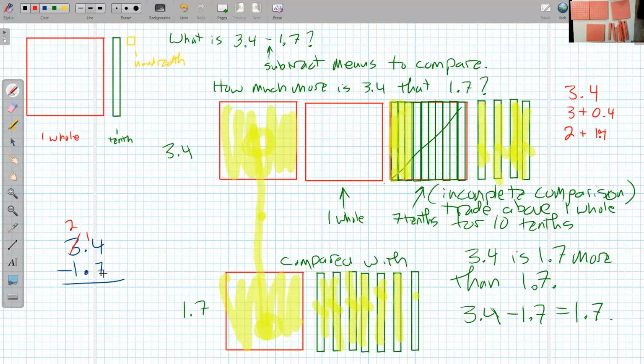So 14/10 take away 7/10 is still 7/10. 2 wholes take away 1 whole is 1 whole. So this is how I can explain why we borrow in our algorithm, why 3 4/10 take away 1 7/10, or 3 4/10 compared to 1 7/10, leaves us 1 7/10.